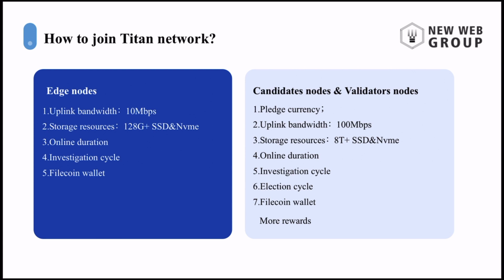The requirements to become a candidate or verifier. The pledge coins: candidates need to pledge the corresponding Filecoins. Election cycle: according to our setting, each candidate is qualified to be a verifier, and in each election cycle, that is 7 days, a certain number of verifiers will be randomly selected from the candidates to verify the validity of the storage and bandwidth of the nodes across the network.